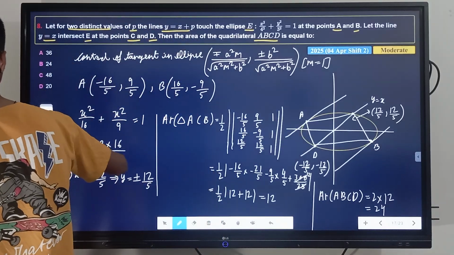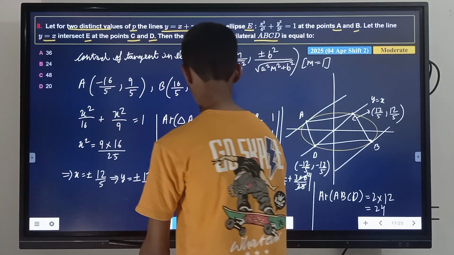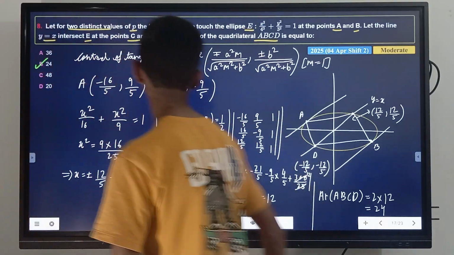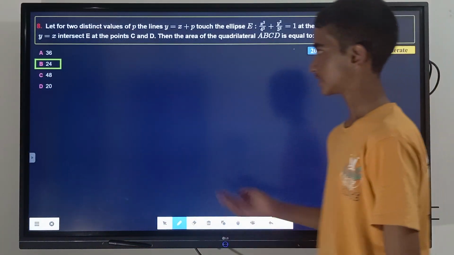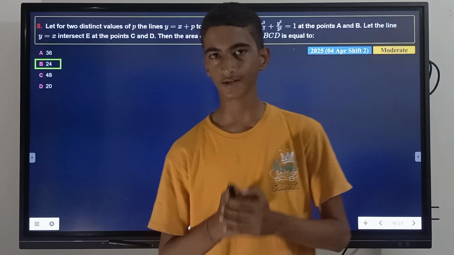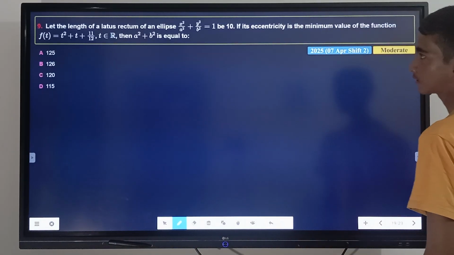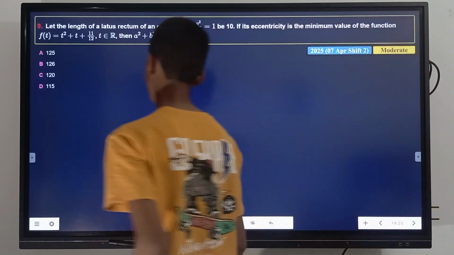From here, our answer is equal to option B. And here is our solution, and we can see that our answer is correct. Here is our next question.